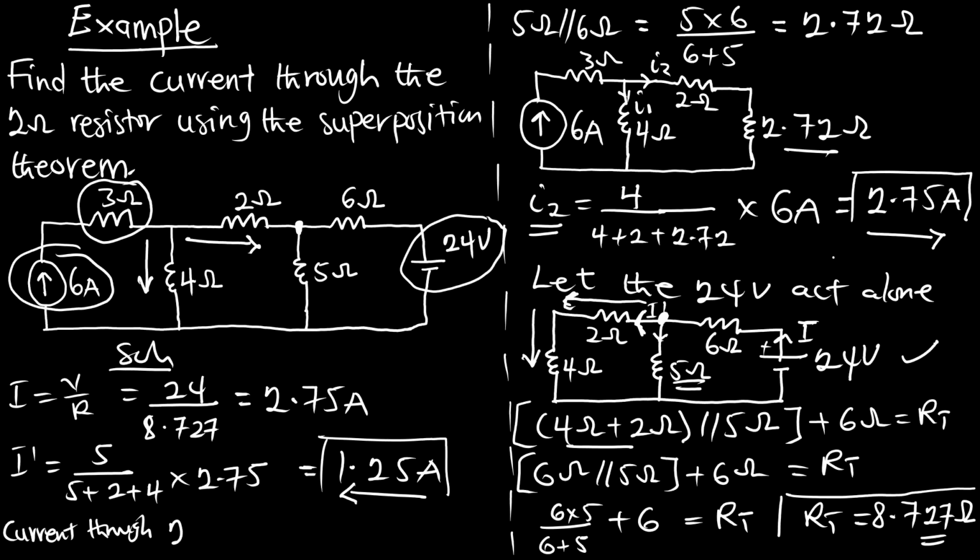So now our current through the 2 ohm, as the question demands, is going to be, I'll choose the one to the positive side as positive. That is going to be positive 2.75, and choose this as negative 1.25. So the total current is now going to be 1.5 amperes through the 2 ohms, and the effect is going to be this direction, because this direction is the positive one and we are getting a positive answer.